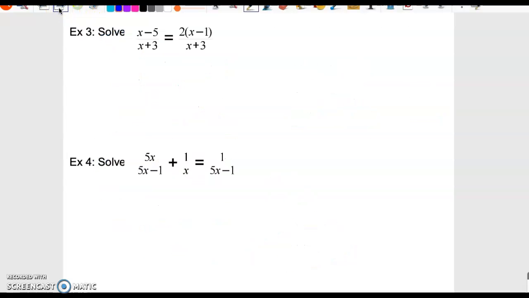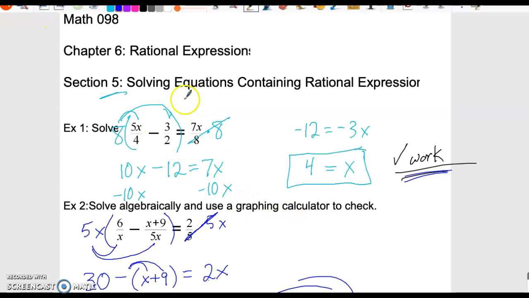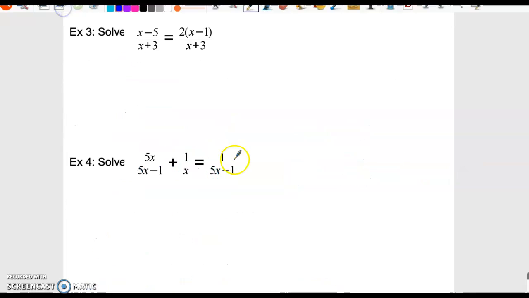And sometimes I explain this a little bit differently. I think I was supposed to use a graphing calculator to check your answer, right? Maybe I'll do that in the next one.